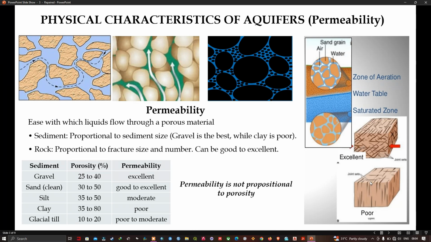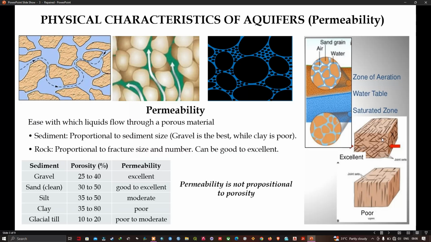So in this rock, these fractures and joints have an ability to transmit the water, but it can't store it. The rock's permeability is proportional to the fracture size and the connectivity between them. We can say that the permeability through rock is from good to excellent, and that is right, because as we don't store any water, we have minimum losses in the rocks.